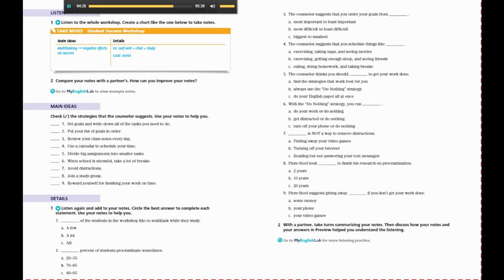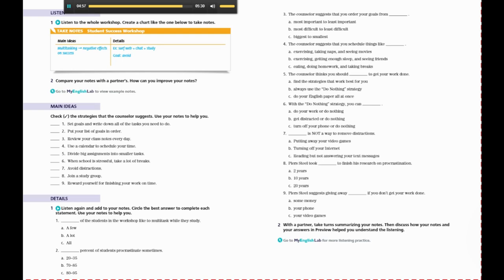So another strategy is to remove all of your distractions. Turn off your phone. Hide it in another room if you have to. Put away the video games. Turn off your internet. Do whatever you need to avoid distractions. A third strategy is to promise yourself a reward when you finish your work. For example, tell yourself you can go to the party on Saturday after you get your homework done.